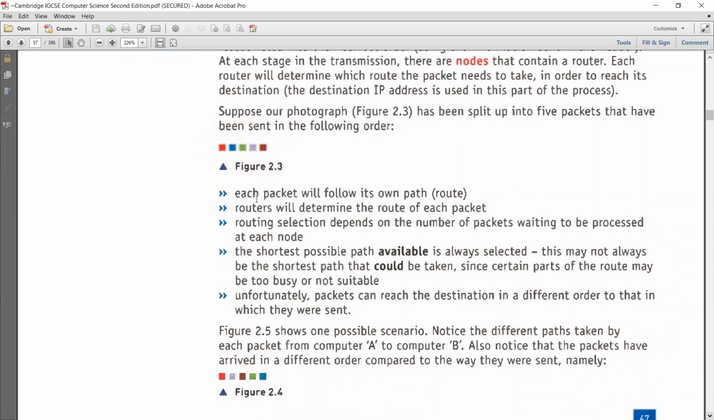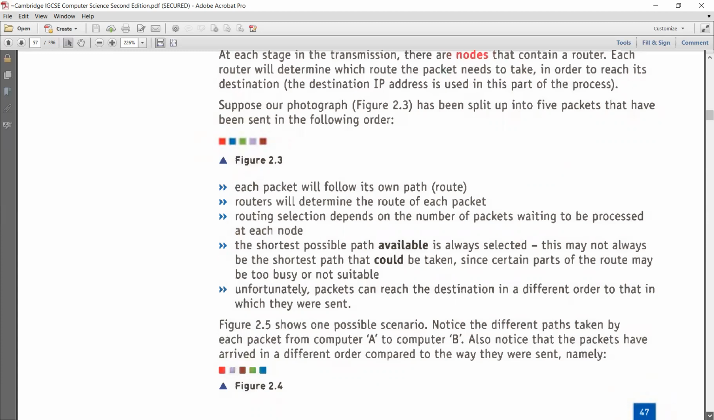Each packet will follow its own path or route. Routers will determine the route of each packet. Routing selection depends upon the number of packets waiting to be processed. The shortest possible path is always selected. And unfortunately, packets can reach the destination in a different order. So that's one thing you need to remember: the packets may reach out of order as well.